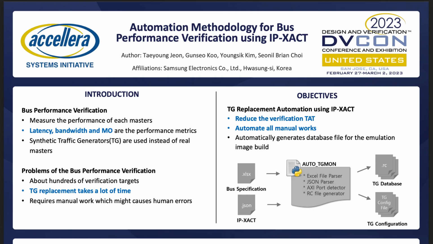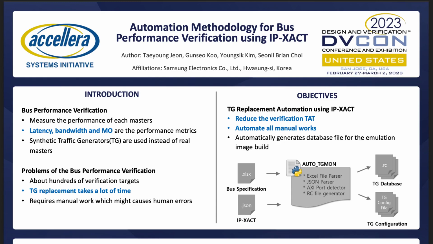No matter how convenient TG is, there are hundreds of verification targets in the SoC, so TG replacement itself takes a lot of time. Also, TG replacement requires some manual work which can cause human errors. To solve this problem, we made an automation methodology for the TG replacement. We expect to reduce the verification turnaround time by automating all of the manual work.